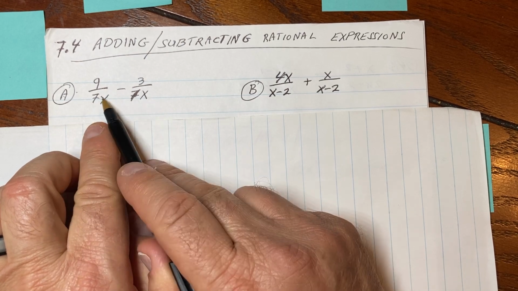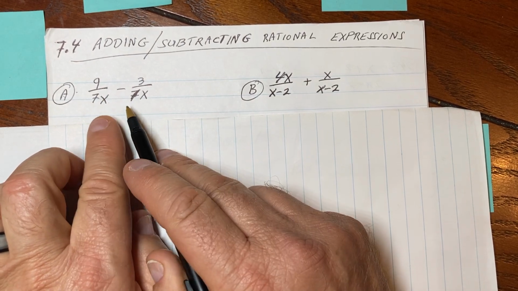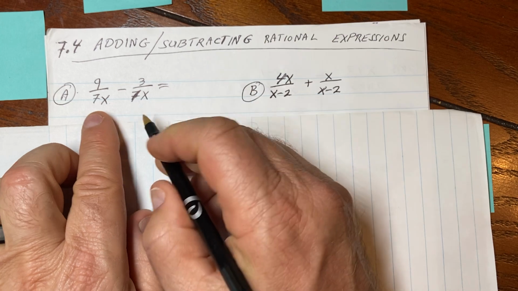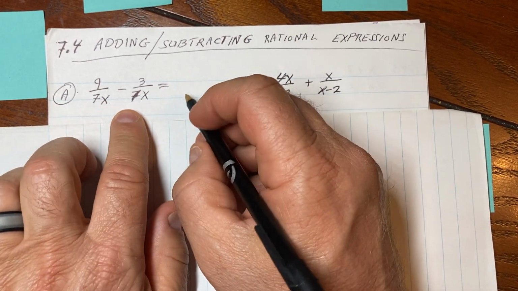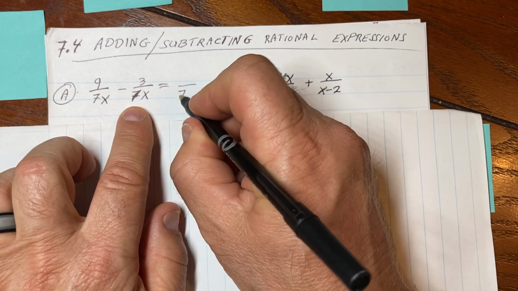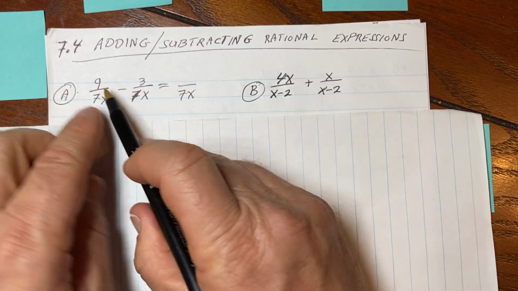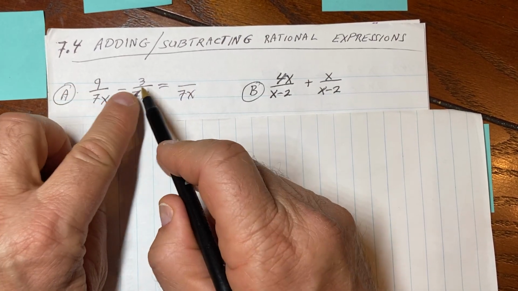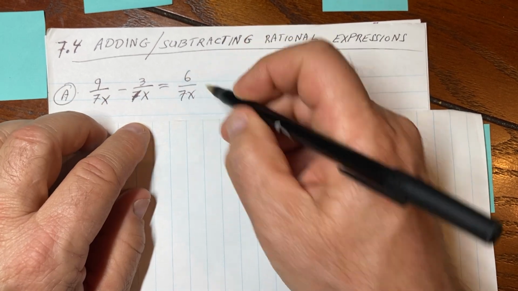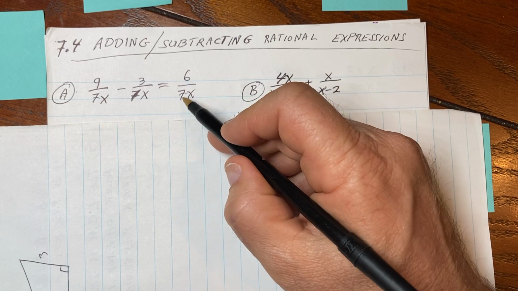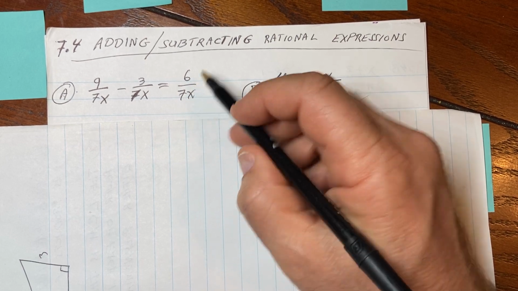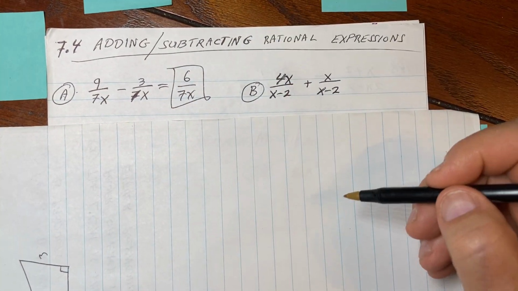Do these have common denominators? Yes. Since the denominators are the same, they're common. The denominator will not change. All you have to do to the top is take this minus that. 9 minus 3 is 6. Now can we factor the top, factor the bottom, and cancel? Nope. There's your answer. Done.